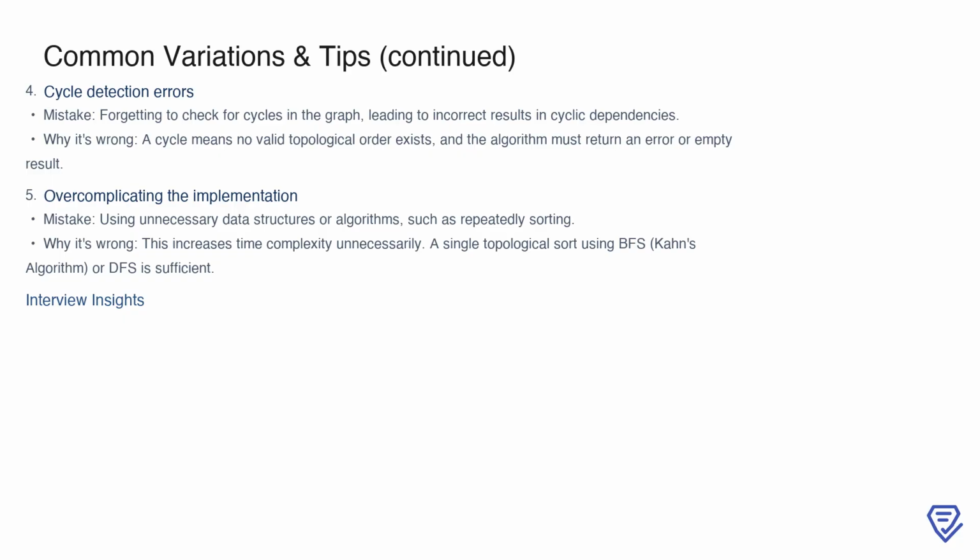Additionally, some solutions end up overcomplicating the implementation by relying on extra data structures or repeatedly sorting the graph. This increases the time complexity unnecessarily. Instead, a single topological sort using either BFS, such as Kahn's algorithm, or DFS is sufficient and efficient. Keeping the solution simple and focused on these algorithms ensures better performance and maintainability. These insights are especially valuable during interviews, where efficiency and clarity are crucial.